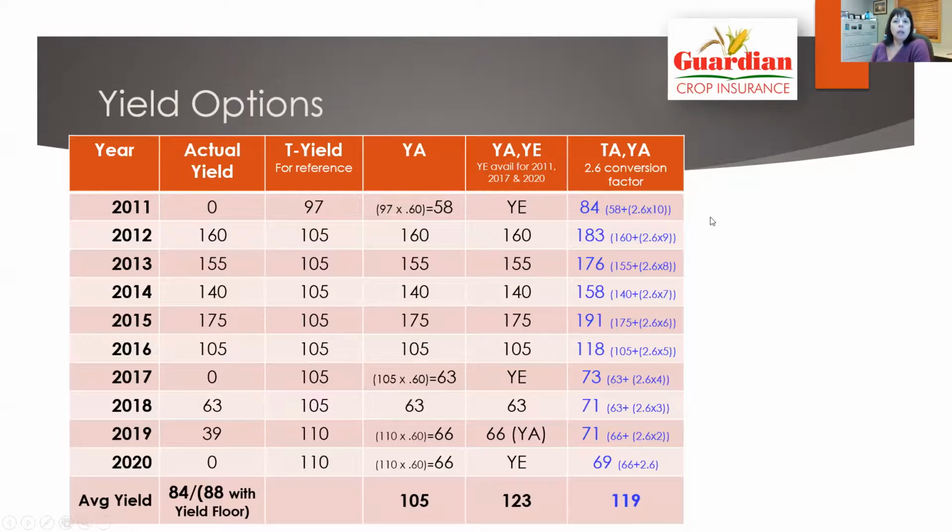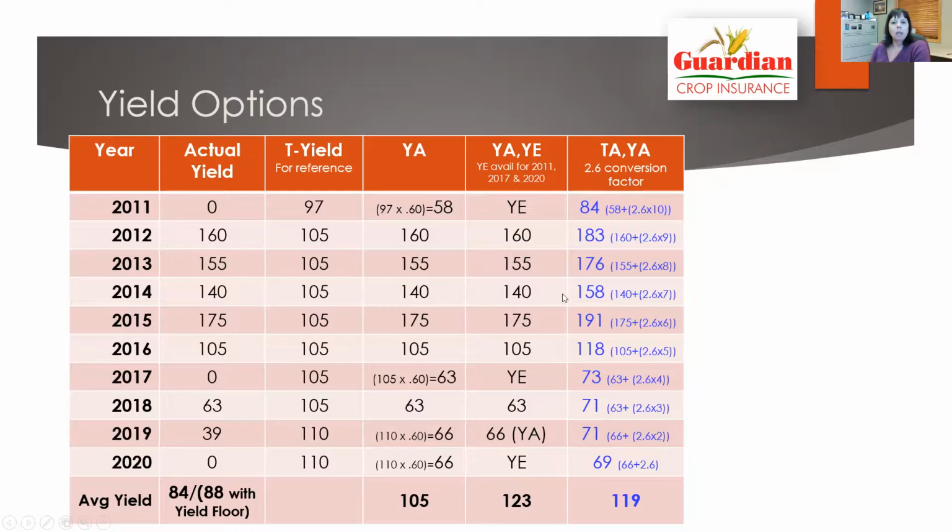Now, let's say we add the trend adjustment with the yield adjustment. Okay, so we got to look back here. Now we're going to have the yield adjustment of 58, but we're going to add 10 years of the 2.6 trend adjustment to it. So you're going to take your 58 plus the 26, which is 10 times 2.6, and have an 84.